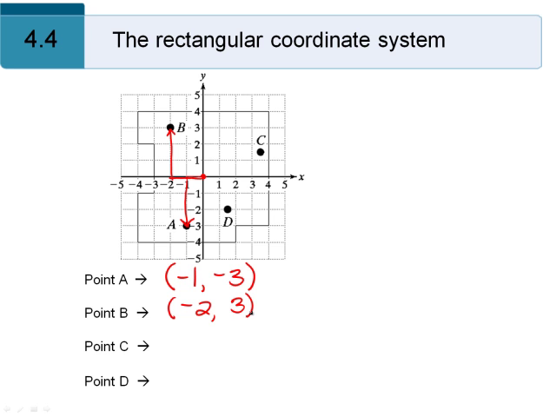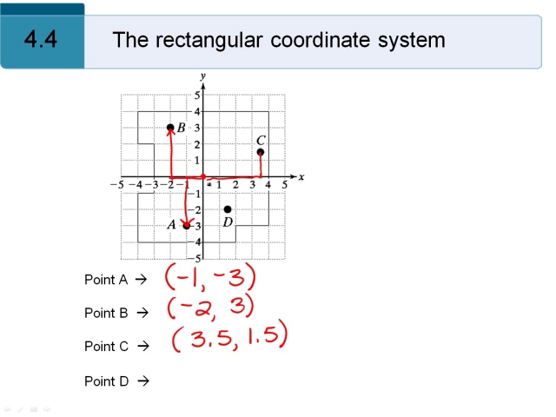Okay. Now point C is a little tricky. We're going to go over to the right, and it looks like it's about halfway between 3 and 4. So I'm going to call that 3.5 because it's halfway. And then you have to go up to point C. Well, that's right between the 1 and the 2. So that's going to be 1.5. So if it's in the middle, just put 0.5 halfway through. Okay, no big deal.